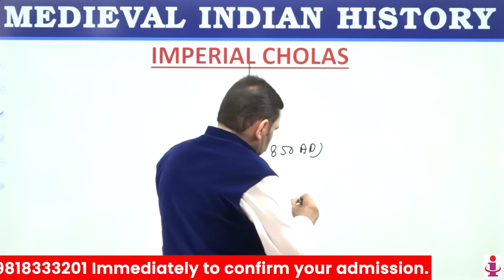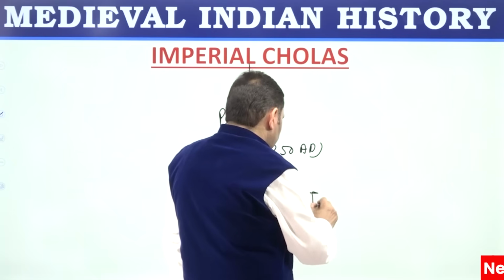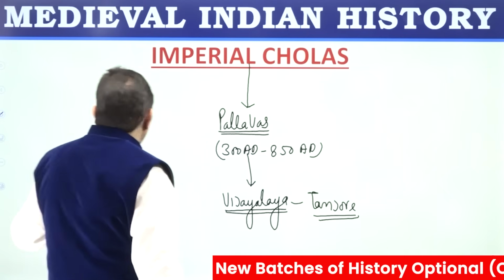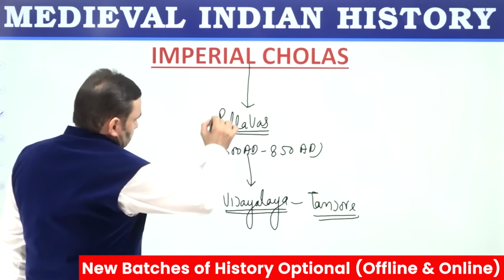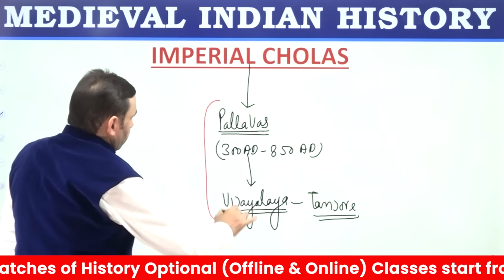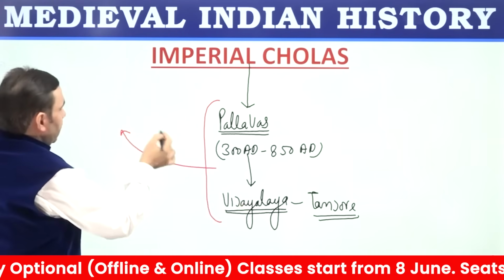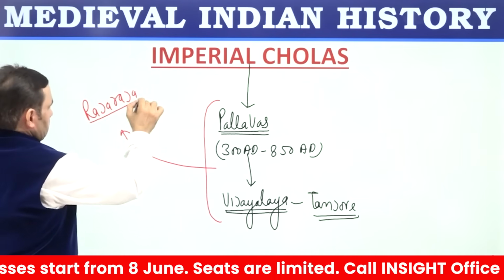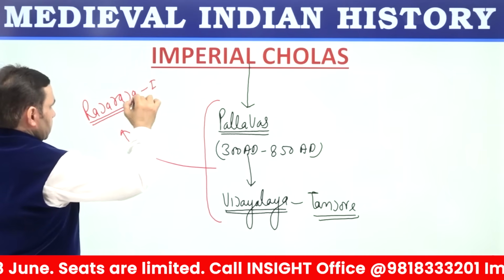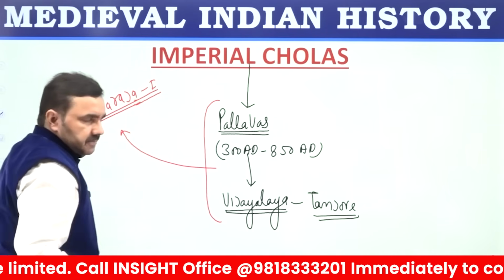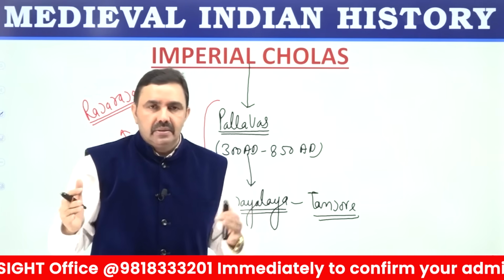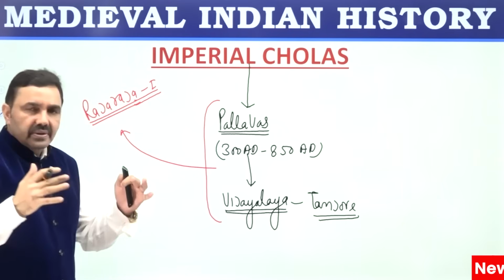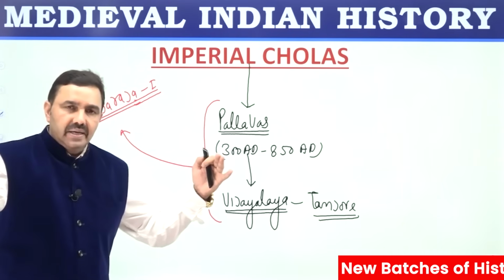So Vijayalaya was from Chola family. He established his independent kingdom with capital at Tanjore in 850 AD by overthrowing Pallavas. The greatest ruler of Imperial Chola dynasty was Rajaraja first. He conquered Southeast Asia, Java, Sumatra, Cambodia, Maldives. So he carried the power of Cholas to far-flung areas.